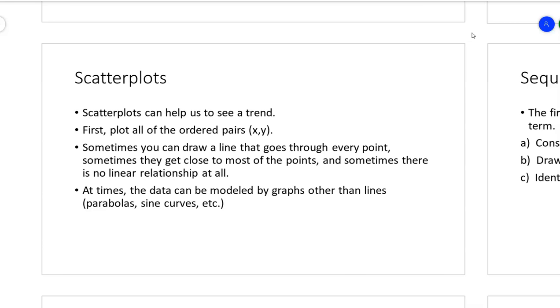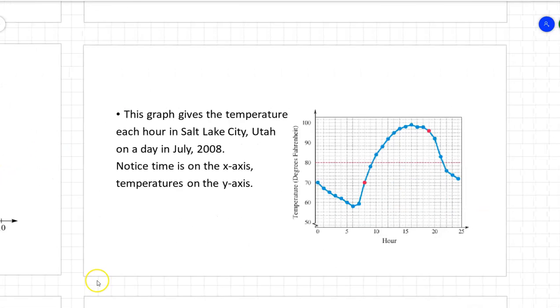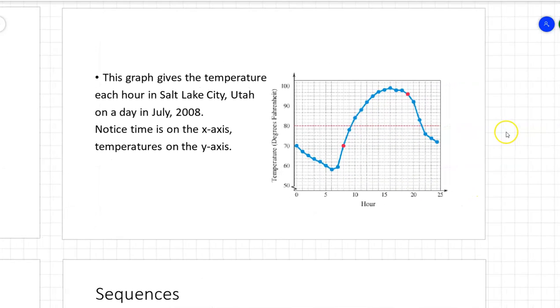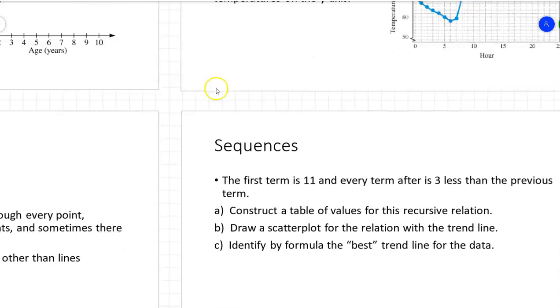You can model it by other lines. The little plot that I gave you up here is modeled by more of a curve that seems to be periodic. It goes up and then down. If we continue this, it would go down and then up and then down. So that's something that's not modeled by a line, right? It's modeled by something more like a curve.